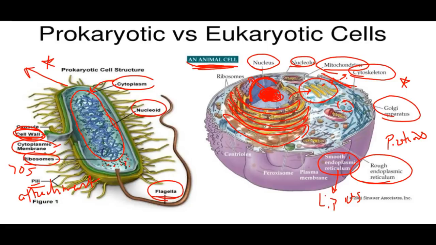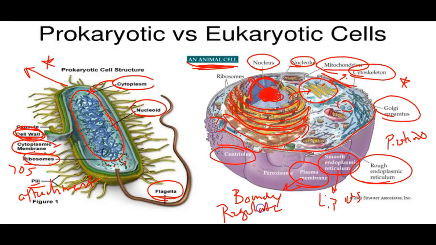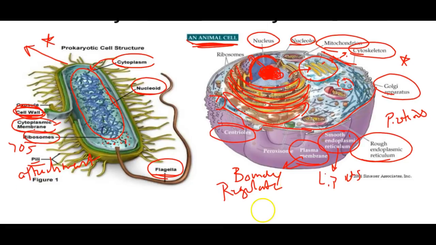We call that lysosomes. Centrioles are in charge of cell division. We're going to learn more about that in chapter 10 when we do mitosis and meiosis. And then you'll have a plasma membrane, or a cell membrane, around the entire outside of the cell, whose sole job is to serve as a boundary between the inside and outside, and also regulate what goes in and out of the cell.